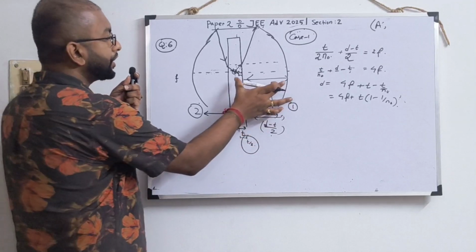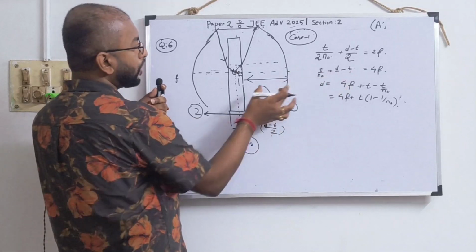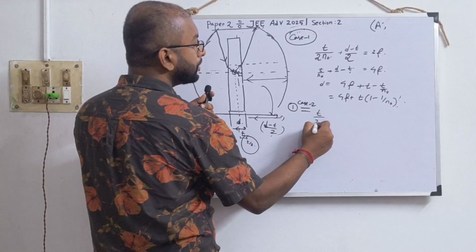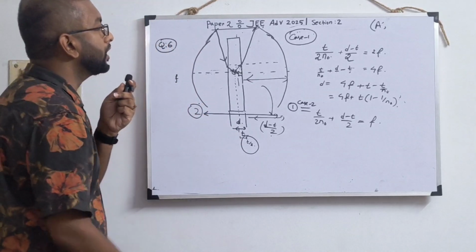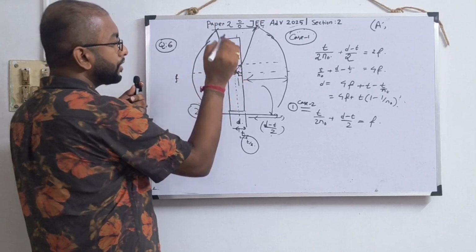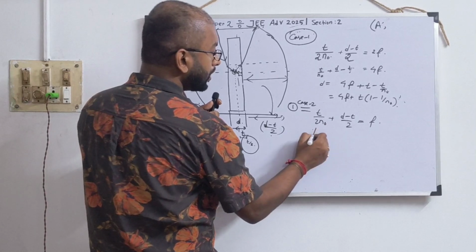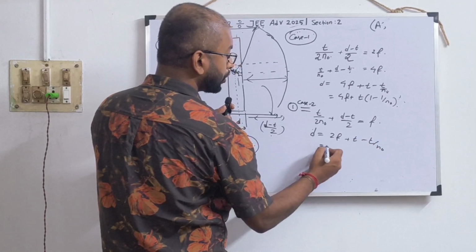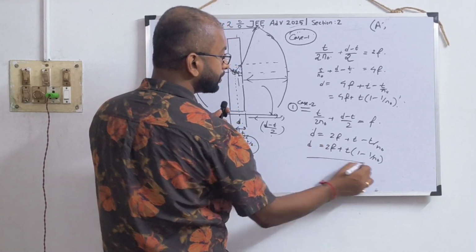In that case, the distance should be only focus, rather than being twice of focus, it should be only focus. So in that case, case 2, t by 2 n naught plus d minus t by 2 will be only focus, because we are considering not only one reflection but another reflection, again it is coming back to the same point, it is creating the image at the same point. So in that case, d will be 2f plus t minus t by n naught, so it will be 2f plus t into 1 minus 1 by n naught. That is the distance between two mirrors.